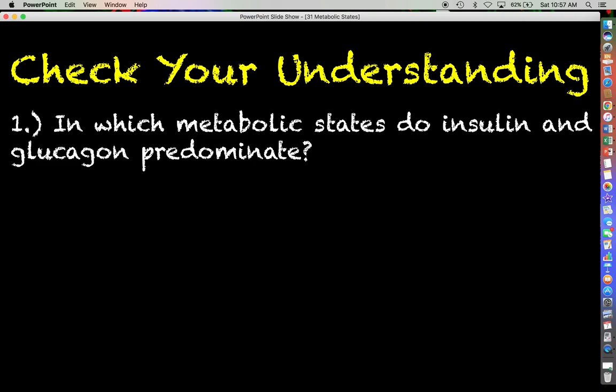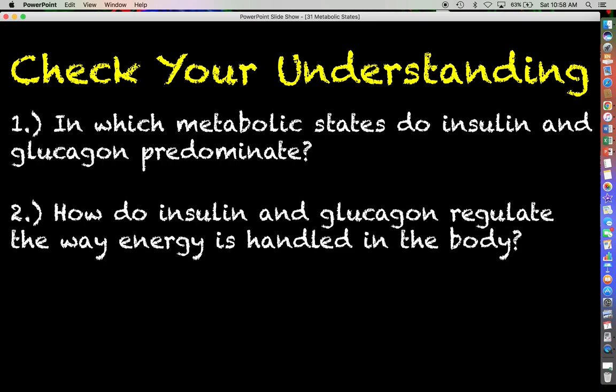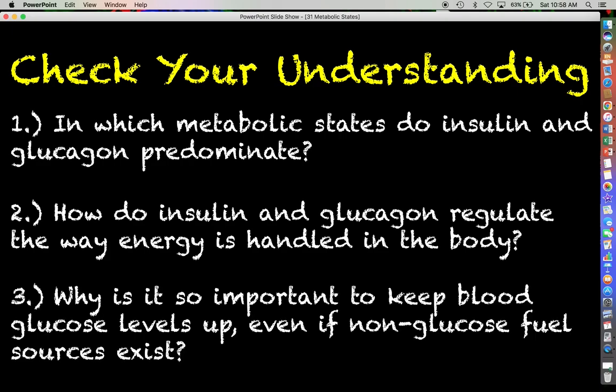Number one, in which metabolic states do insulin and glucagon predominate? And don't forget, it's insulin for one and glucagon for the other, so you're going to want to make sure you can keep that straight. Number two, how do insulin and glucagon regulate the way energy is handled in the body? And as you might expect, they do this in very different ways. And number three, why is it so important to keep blood glucose levels up even if non-glucose fuel sources exist? Something we mentioned several times here.